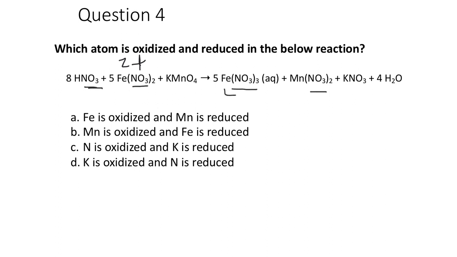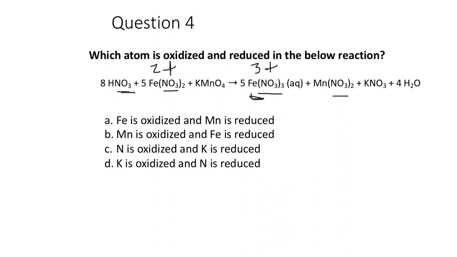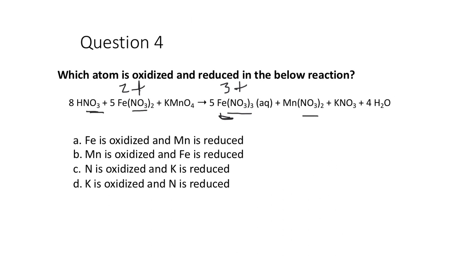Then over here, iron is a 3+. And so iron's a 3+ with 3 nitrates, only a 2+ with the 2 nitrates. So iron goes from a 2+ to a 3+, meaning it lost an electron. So iron is losing electrons, is indeed oxidized. So iron indeed oxidized.